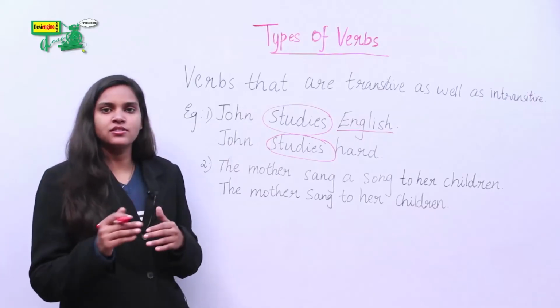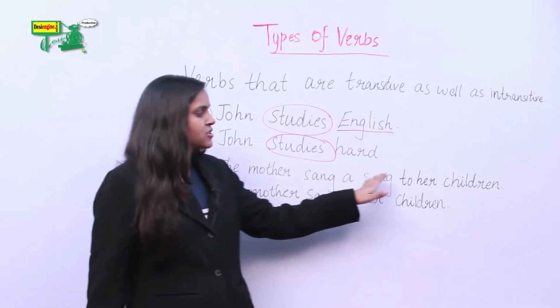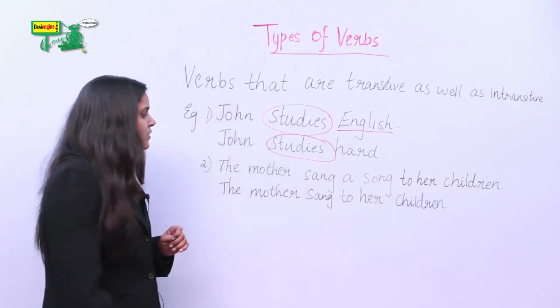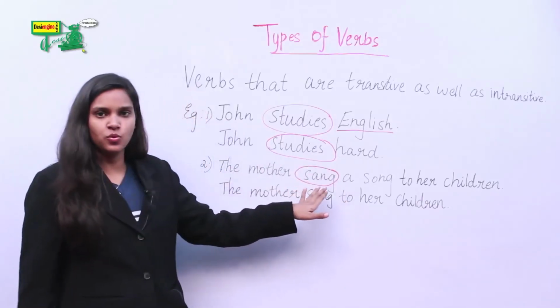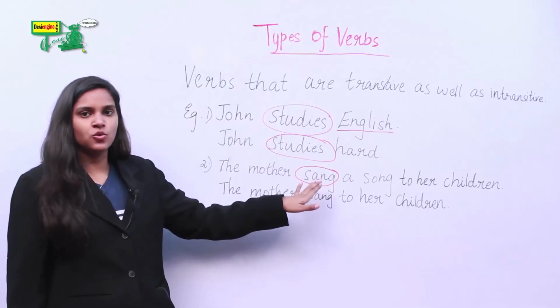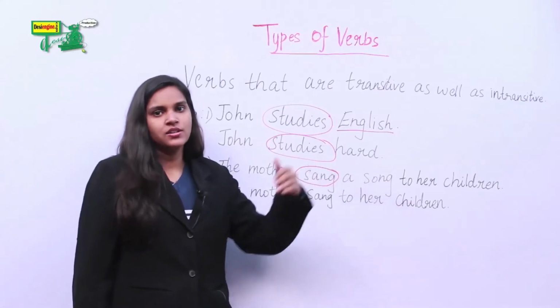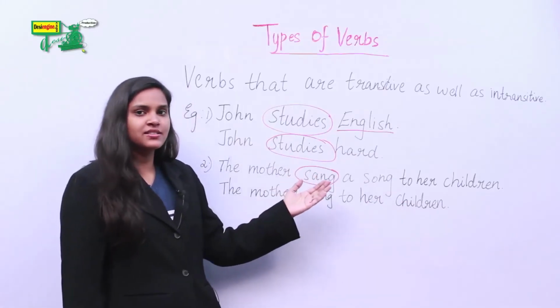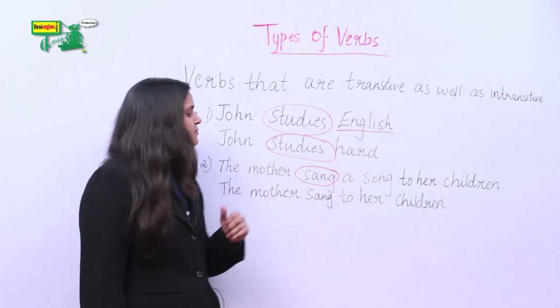Let's take another example. The mother sang a song to her children. Here, sang is a verb. It answers to the question what. Sang what? Sang a song. So in this sentence, the verb sang takes up the direct object.